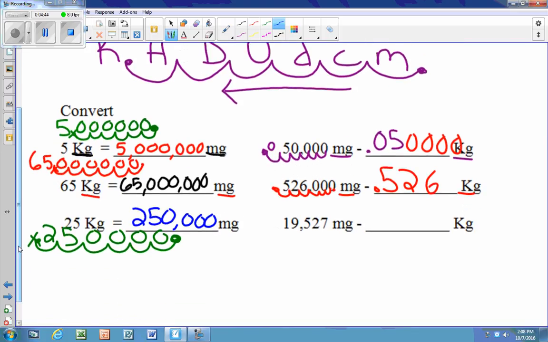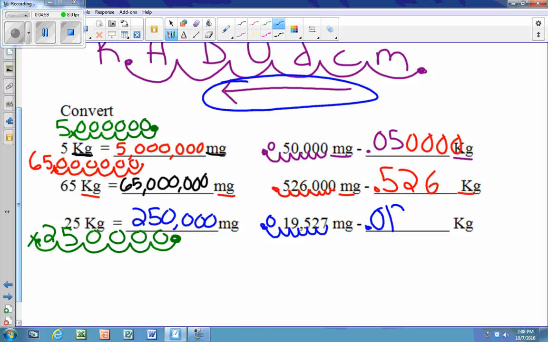On this last one, once again, I'm going milligrams to kilograms. I know I'm going left still, and I'm going 6 spots. So 1, 2, 3, 4, 5, 6. I have an empty spot this time, so I need to put the 0 in as a placeholder. And I now have my new answer for milligrams to kilograms.